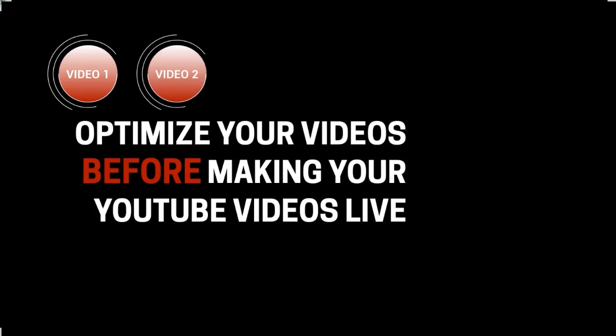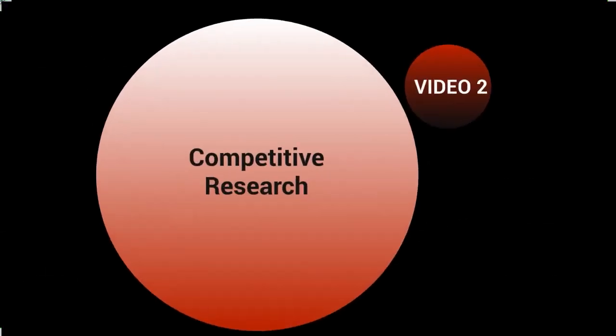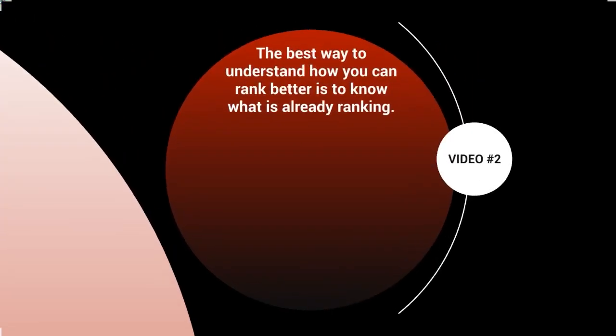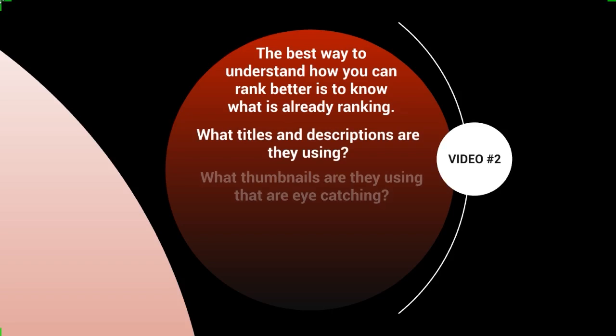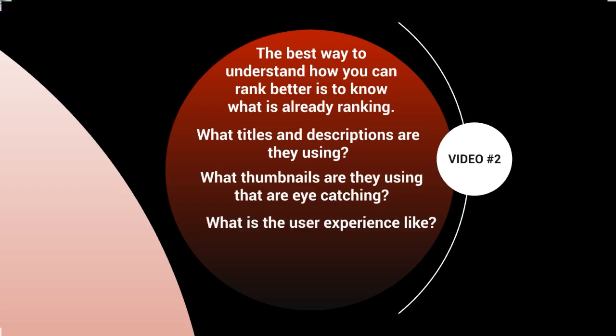Hello and welcome back. This is video number 2. So let's talk about competitive research. You see, the best way to understand how you can rank better is to know what is already ranking in your niche or your market. So what we want to do here is we want to analyze the videos that are on the top. And I want you to specifically look at what titles, what descriptions are they using, and what thumbnails are they using that are eye-catching. And what is the user experience like when you click through those videos? So let's go ahead and do some competitive research.